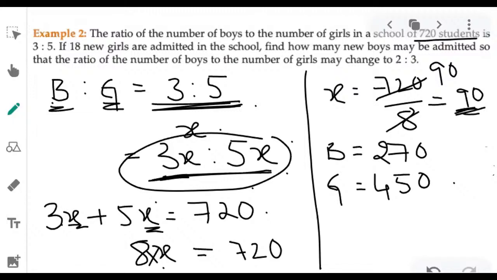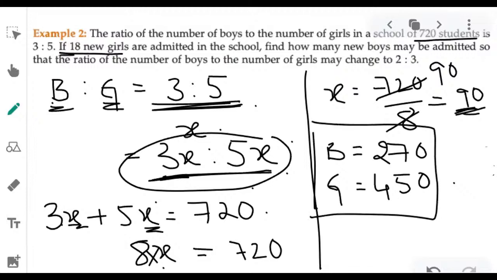Then what happened? Neela, can you read it out for me? What happened after we have these many number of boys and girls? Start from here. If 18 new girls are admitted in the school, find how many new boys may be admitted so that the ratio of the number of boys to the number of girls may change to 2 is to 3. All right. So number of girls admitted are 18, he's saying. So what is the new number of girls?